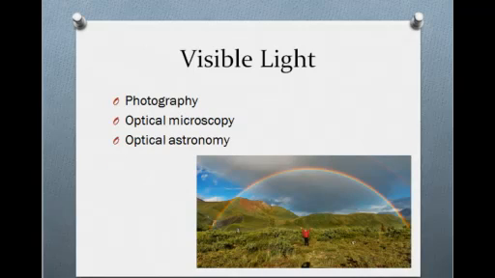Next is visible light. That's the kind of light we're most familiar with. It's used in photography, optical microscopy, optical astronomy, and basically everything else that involves seeing anything. So here we have a person standing under a rainbow, which exemplifies the main colors of the visible spectrum, the ones that we're familiar with.